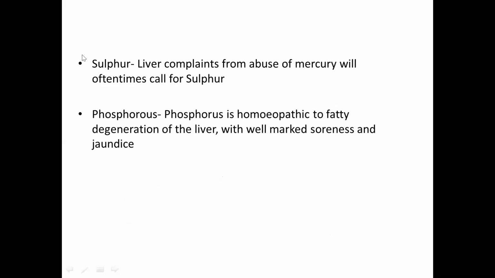Apart from these drugs, there are other medicines which can also be thought of in the treatment or management of jaundice. It includes sulphur, where liver complaints from abuse of mercury will often call for this drug. Then phosphorus, which is homeopathic to the fatty degeneration of the liver with soreness and jaundice. So whenever there is fatty degeneration of the liver, in that case you can think of phosphorus also.